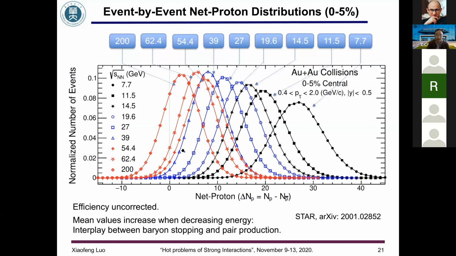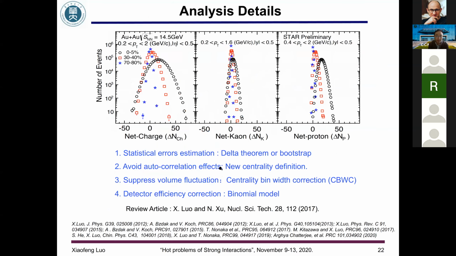This distribution is efficiency uncorrected. To obtain the efficiency corrected result, we have to do the efficiency correction and also apply some techniques to suppress the initial volume fluctuations, so a careful centrality determination is needed. This figure just shows you the distributions of net charge, net kaon, and net protons.